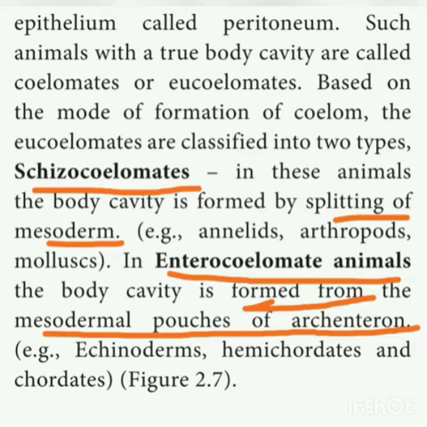Differentiate schizocoelomate and enterocoelomate. Schizocoelomate means the body cavity is formed by splitting of mesoderm. Splitting of mesoderm, that's the keyword. Enterocoelomate, it is formed from the mesodermal pouches of the archenteron. Formed from mesodermal pouches of the archenteron, and you have to write the example.